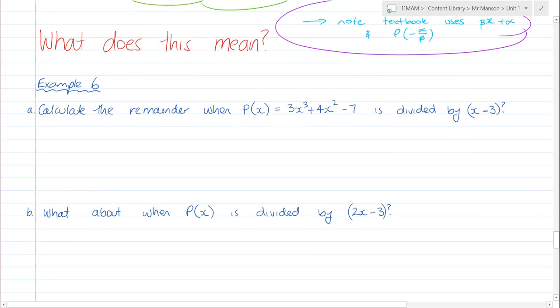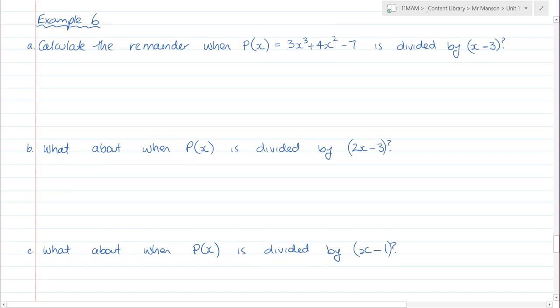Calculate the remainder. Sorry, I know, I've just moved on. People are writing stuff down. Calculate the remainder when p of x equals 3x cubed plus 4x squared minus 7 is divided by x minus 3. So what I've just stated above is that the remainder will be equal to p of alpha, which in this case is p of 3. So this is our alpha here, and it's 3.